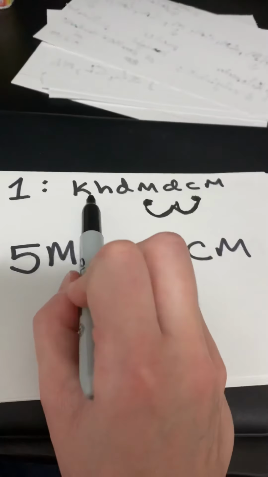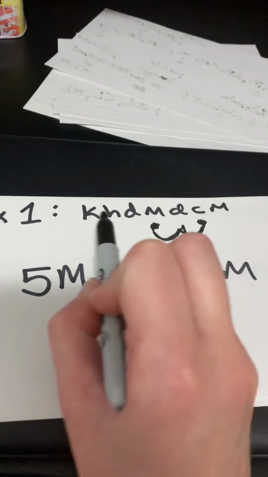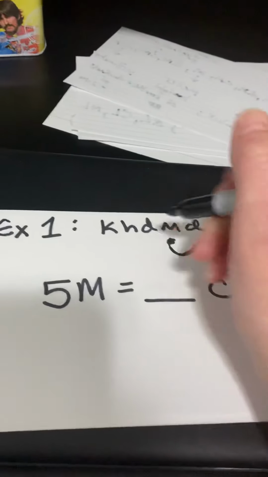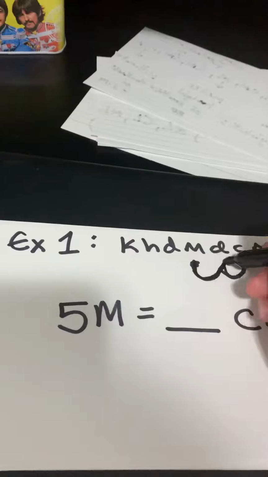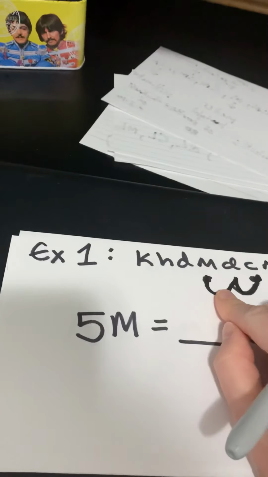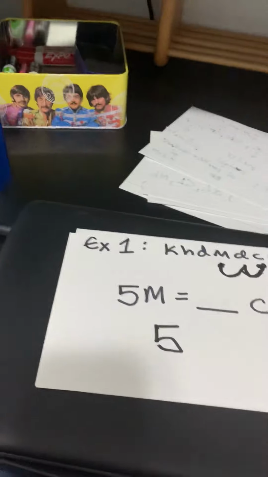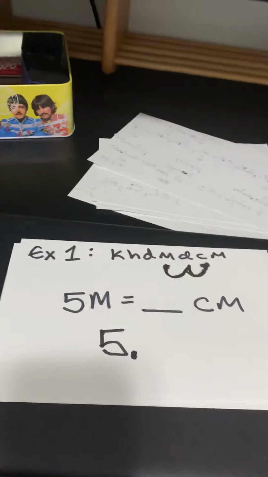See how I very quickly wrote KHDMDCM? King Henry died Monday, don't call me. That way I can write quickly back and forth what I'm doing. So you see how I jumped 2 spaces from meters to centimeters? I'm going to do the same thing with the 5. Where is the decimal on this 5? Every single number has a decimal. You just do not see it. It is right here at the end.